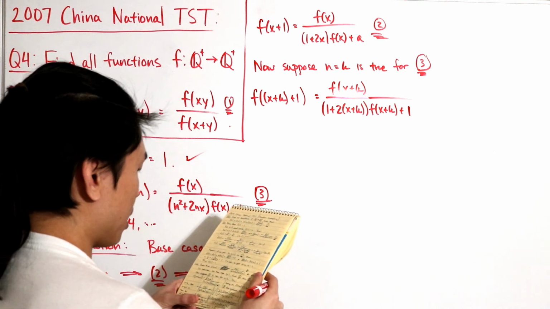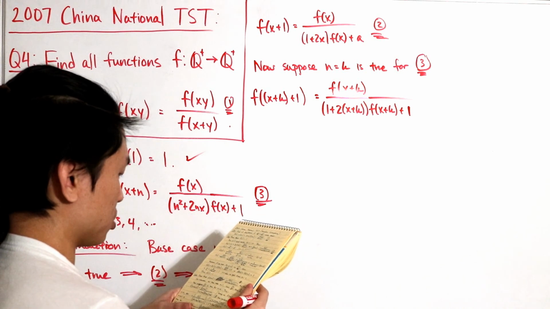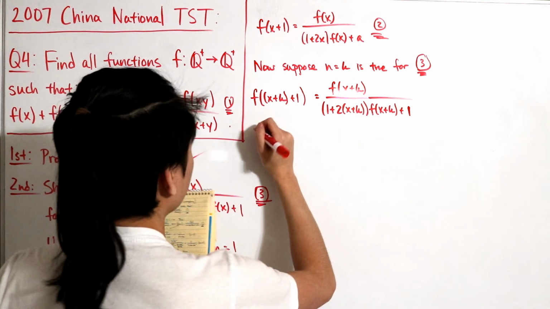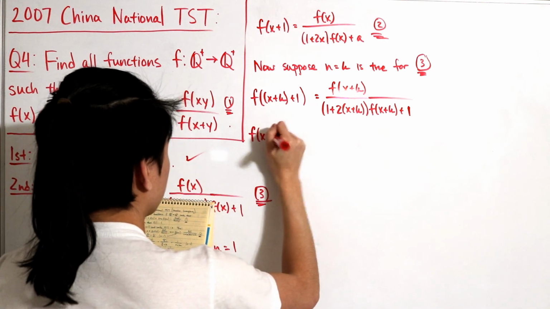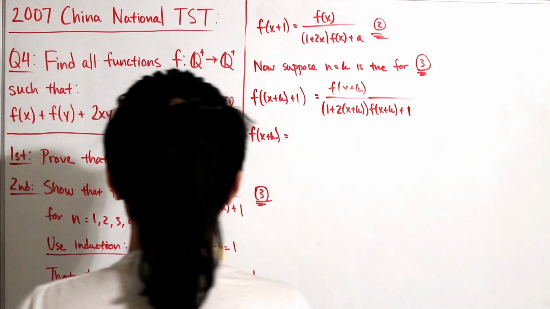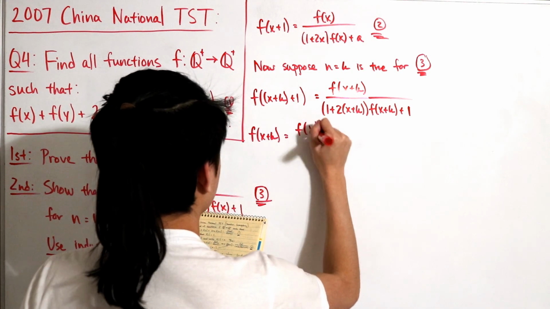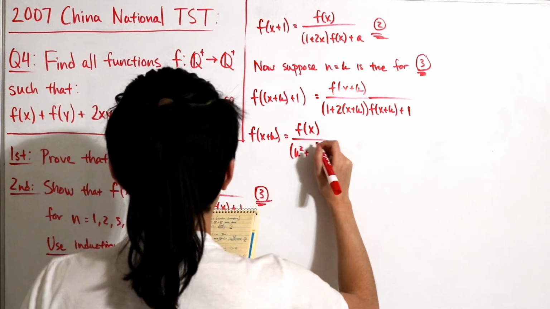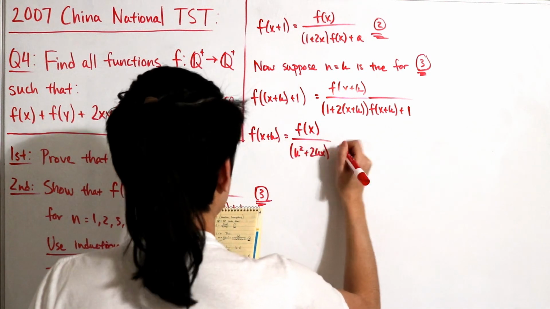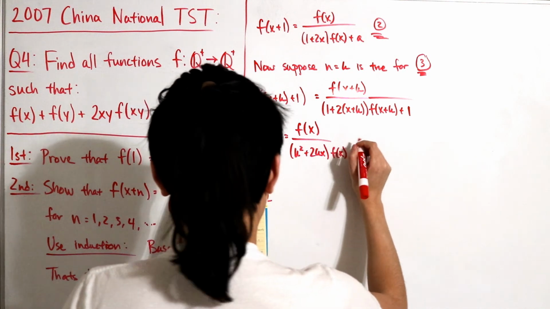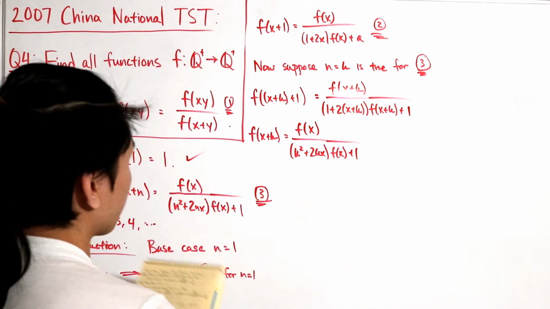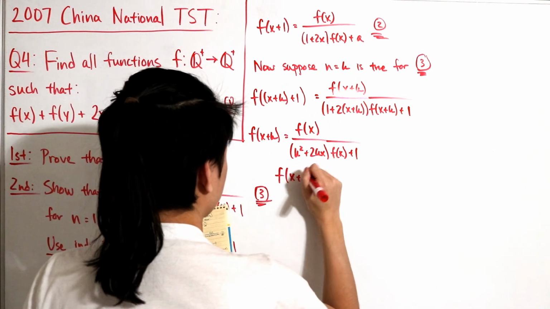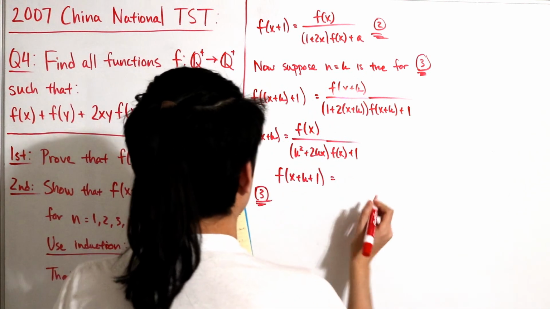From here, we can replace the f of x plus k with the assumption that it's true. If that was true, then we would have f of x divided by the quantity k squared plus 2kx, times f of x plus 1. So if we use that assumption, we just replace the f of x plus k with everything over here, and now we have f of x plus k plus 1.